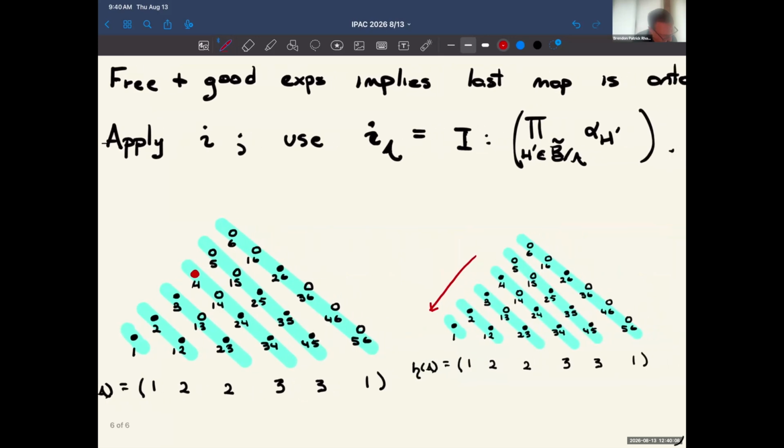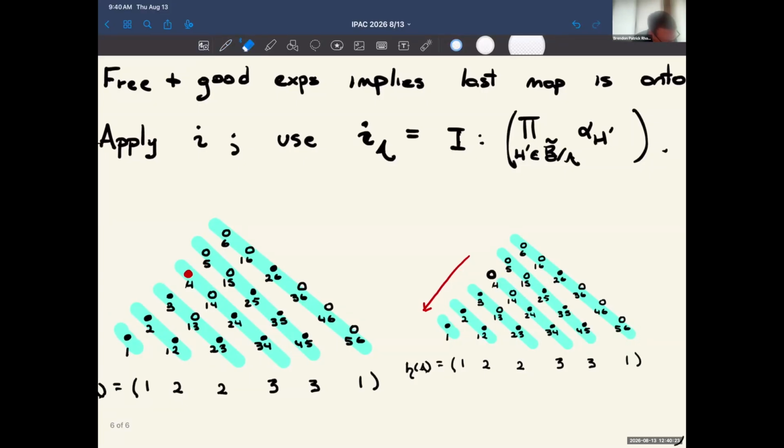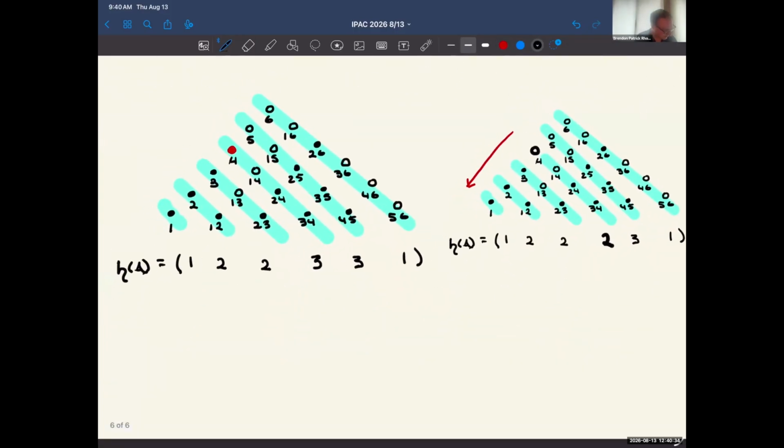So let's take a look. What happens when you delete this fellow up here? Well, this has the effect of reducing the number in this fourth diagonal by one. Like this 3 becomes a 2. So that's good news, kind of like good exponents.